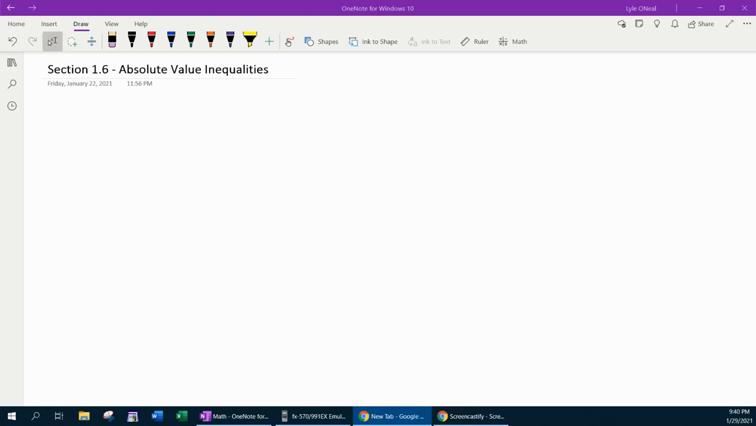Hello and welcome to our lesson on absolute value inequalities. This is going to be from section 1.6 from our text.